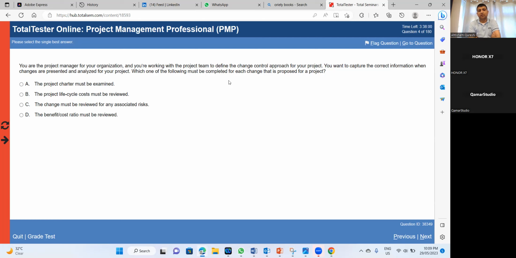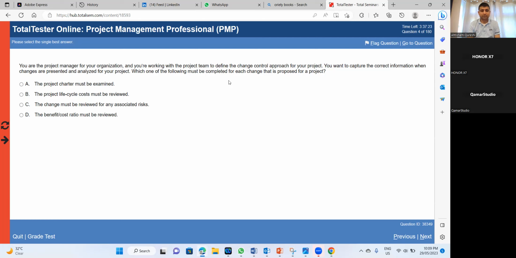But here you are working with your team to define the change control approach for your project. So this means that you are designing or shaping how the changes should be managed in your project. You want to capture and record the information when changes are presented and analyzed. So you want someone to bring you some analysis before his change can be approved. So what should that analysis be? What should he bring to you? Which one of the following must be completed?